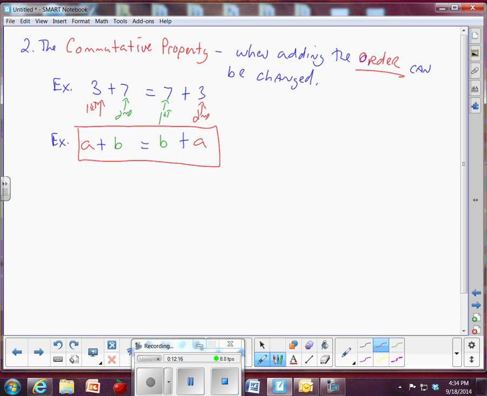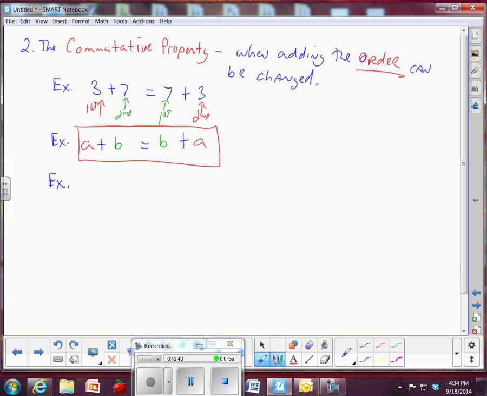Okay? Now you have to do whatever you need to do to associate, to put together commutative and order. That's the key. Order can be changed with the commutative property. And so you have to do everything to make sure that you connect those two. Let me show you a practical application of this property.